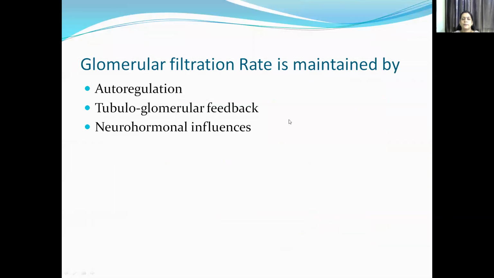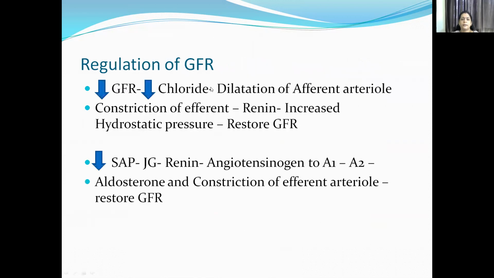So the GFR is basically maintained by autoregulation and tubulo-glomerular feedback. Whatever is not getting filtered in the glomerulus is usually filtered by the tubules. And then the neurohormonal influences. Whenever we talk about the neurohormonal influences, we should talk about the sympathetic system, the parasympathetic system, and also the hormonal influences like renin and parathyroid hormone. All these things will have an effect on the glomerular filtration rate.